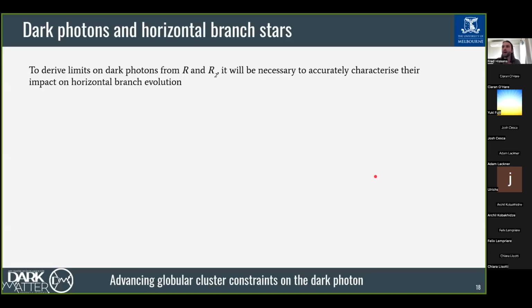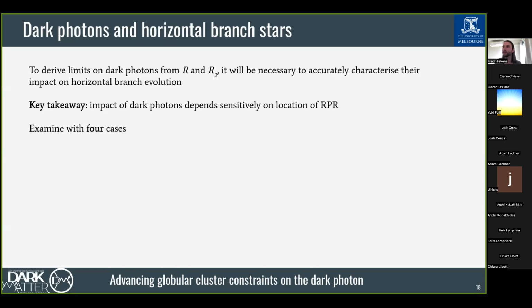So in order to derive limits on dark photons from R and R2, it'll be necessary for us to accurately characterize the impact that they can have on the evolution of horizontal branch stars. And if there's one key takeaway I want you to have from this, it's that the specific impact of dark photons will depend sensitively on where this resonant production region is.